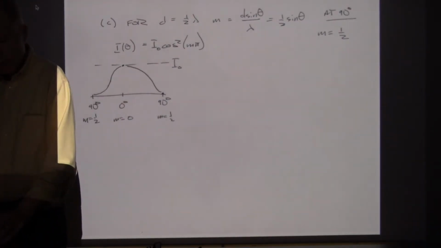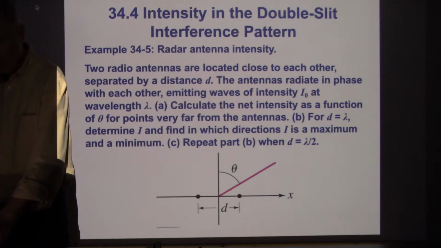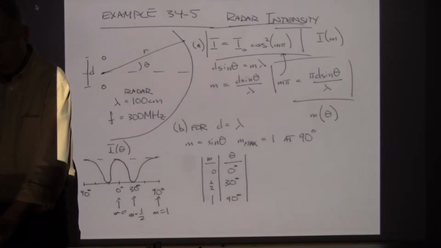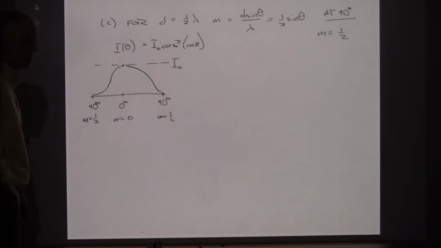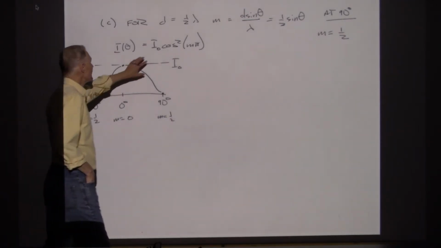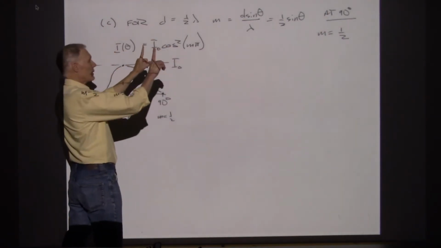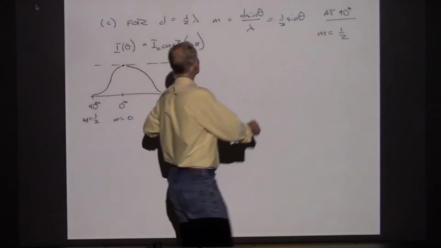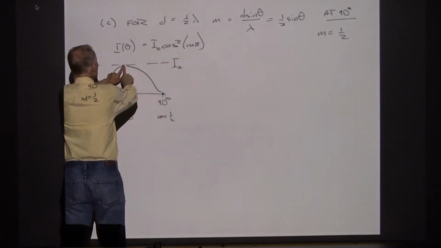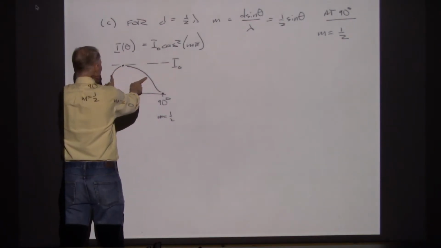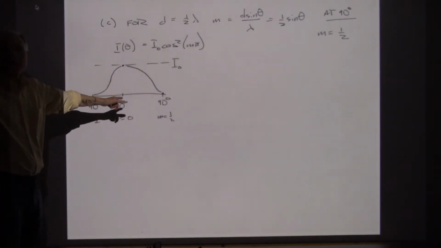This really does happen. And then in part C, what they're saying is, repeat this when d is equal to 1/2 lambda. So when d is equal to 1/2 lambda, we're going to have this interference effect. It's going to be a cosine squared again, but when these two antennas are just a half wavelength away, the m values at 90 degrees will be 1/2. So this is spread over a lot of angles, but the peak would be right directly ahead, and then it would zero out at 90 degrees.